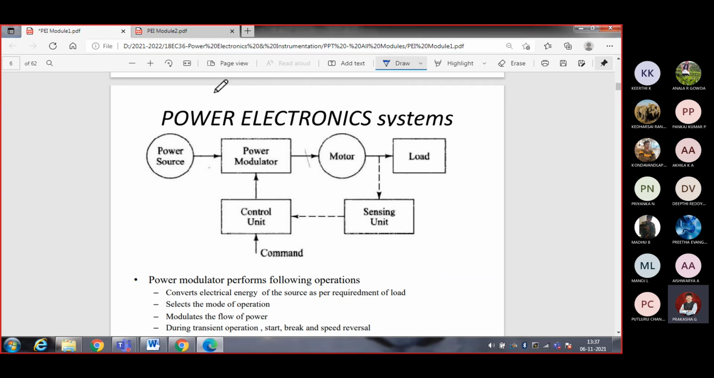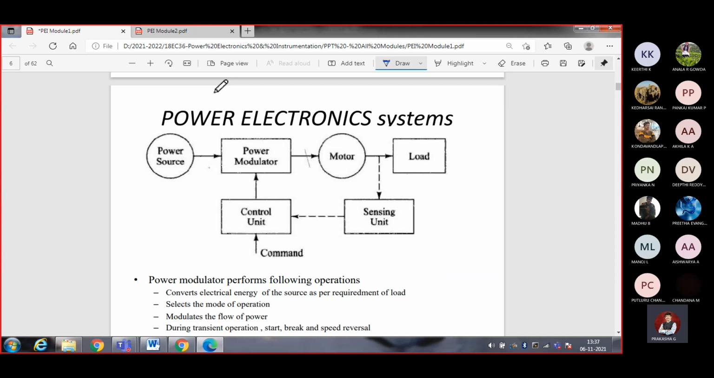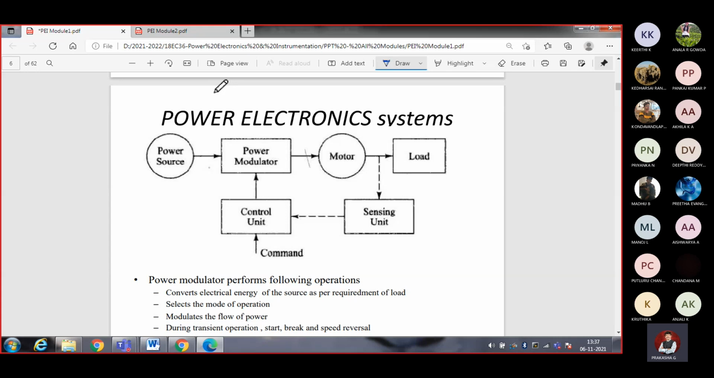The power modulator performs the following operations: it converts the electrical energy of the source as per the requirement of the load. You have to elaborate this answer. One statement is not sufficient. Similarly, it selects the mode of operation. It is going to select which mode it has to work in. There are various modes, and you're supposed to mention those modes. It also modulates the flow of the power.